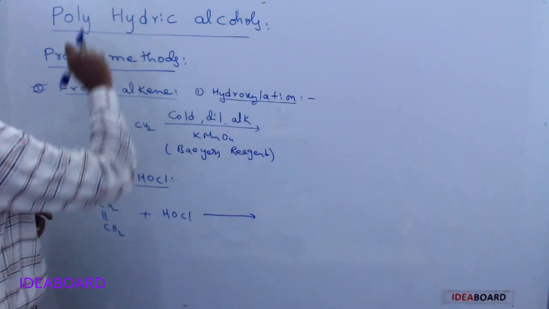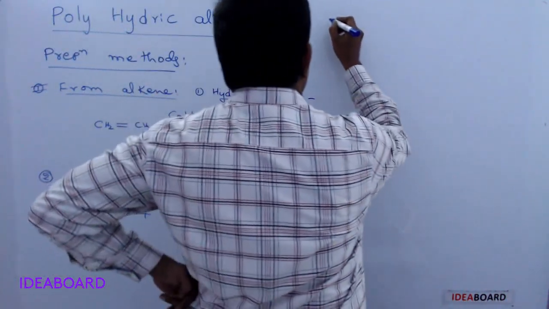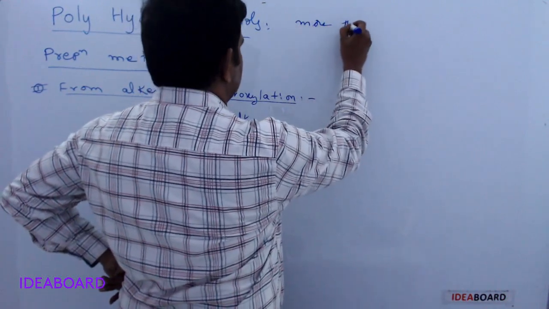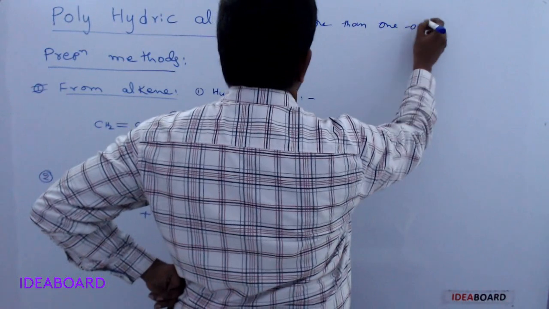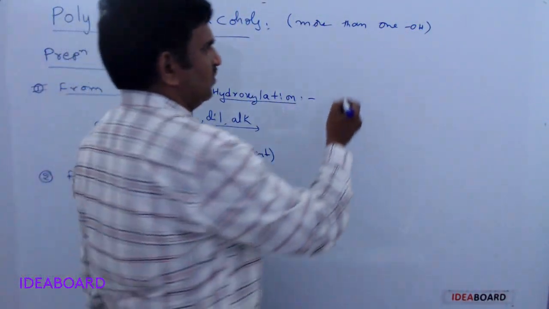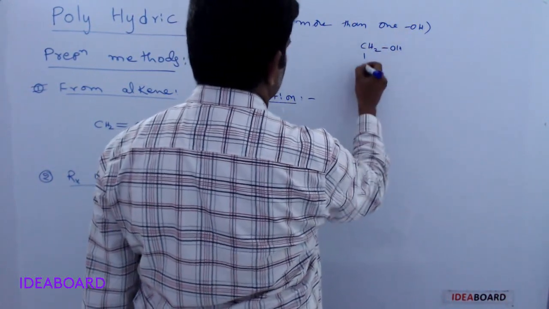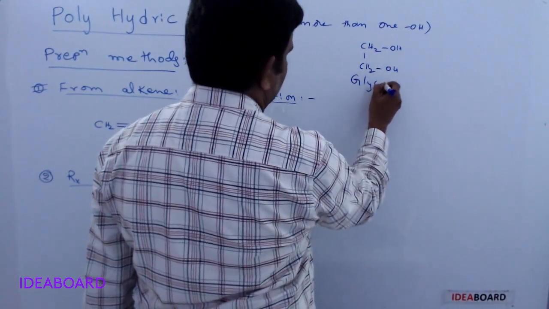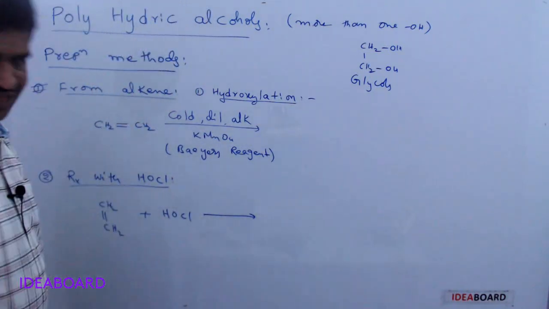Polyhydric alcohols: we studied monohydric alcohols already. Polyhydric alcohols mean alcohols containing more than one OH group. With two OH groups we can take CH2OH and CH2OH, which are very commonly called glycols.